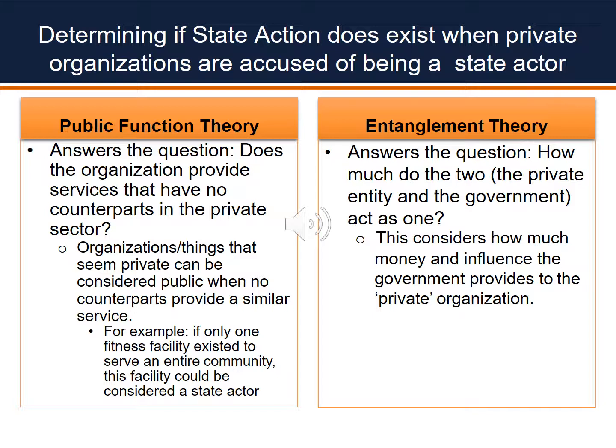Okay, second theory, the entanglement theory. How much money and influence does the government provide to this private organization? It helps answer the question, how much do the two, this private entity and the government, act as one? Oftentimes, as I've already indicated, this can be recognized by the money and influence that the government provides to that organization.